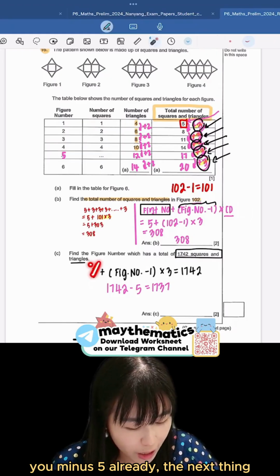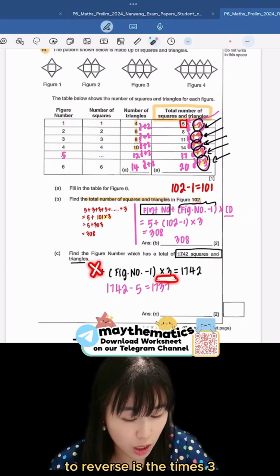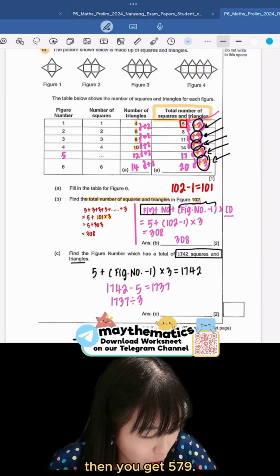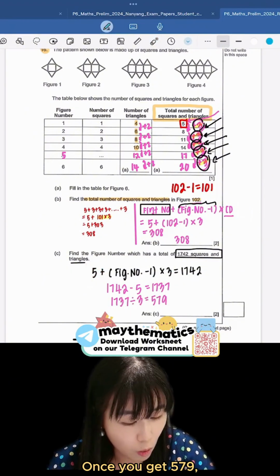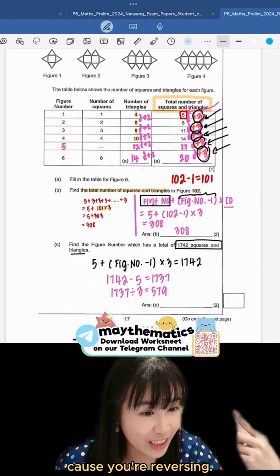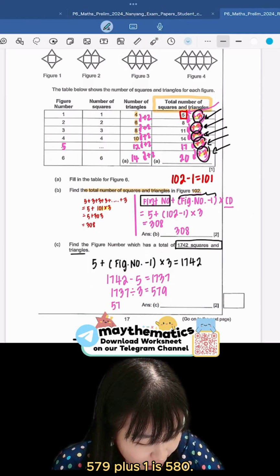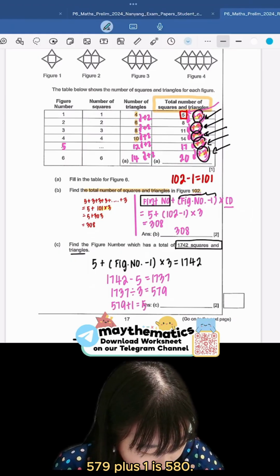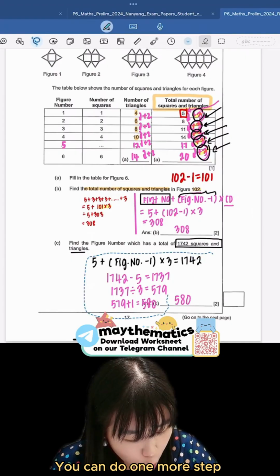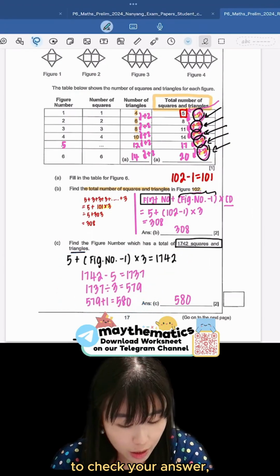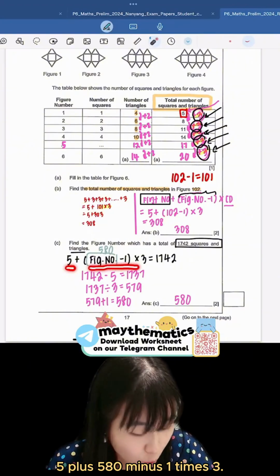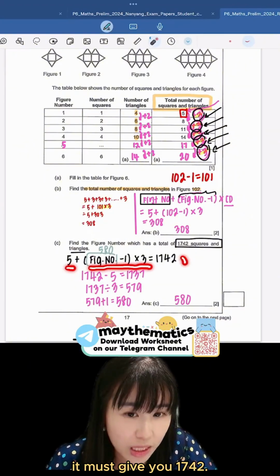You minus 5 already, the next thing to reverse is the times 3. So opposite of times 3 is going to be divided by 3. Then you get 579. Once you get 579, you are left with only this part. So opposite is plus 1, because you are reversing. Okay, 579 plus 1 is 580. 580 is your figure number. You can do one more step to check your answer. That is, you key in the calculator 5 plus 580 minus 1 times 3. You key in the calculator, it must give you 1742.